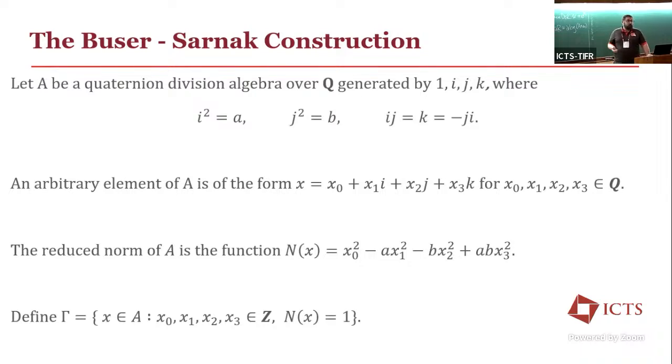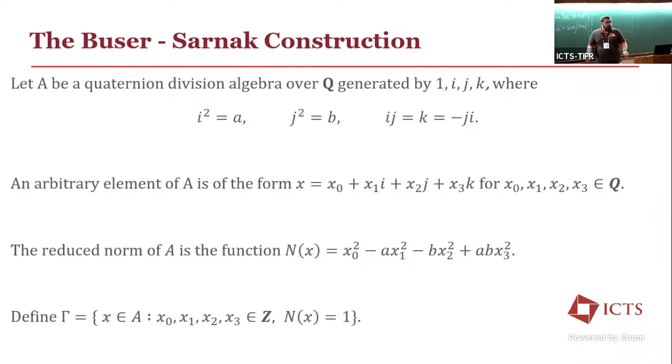And here's what happens. A is a quaternion division algebra over Q. It's going to have basis 1, i, j, k. i squared is little a, j squared is little b, ij is k, and that's negative ji. Little a and little b are going to be positive integers. You have to choose them so that you get a division algebra. This isn't hard. In fact, there's a computer algebra system that will just do it for you.